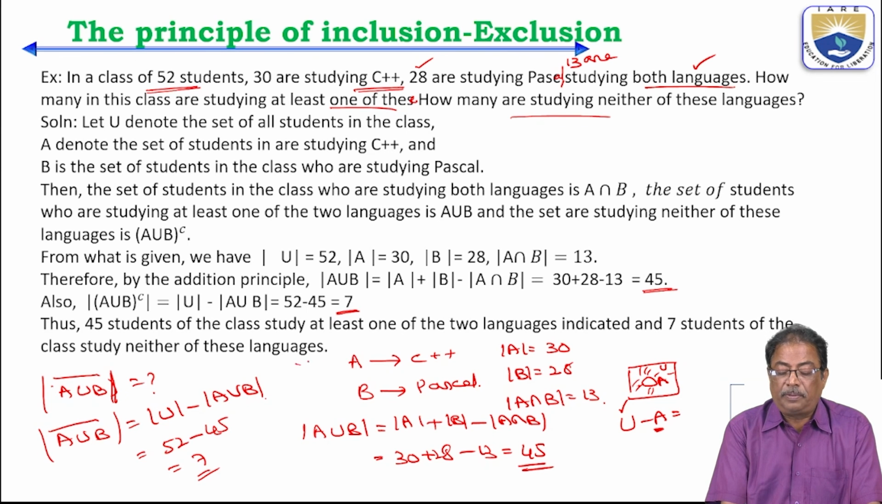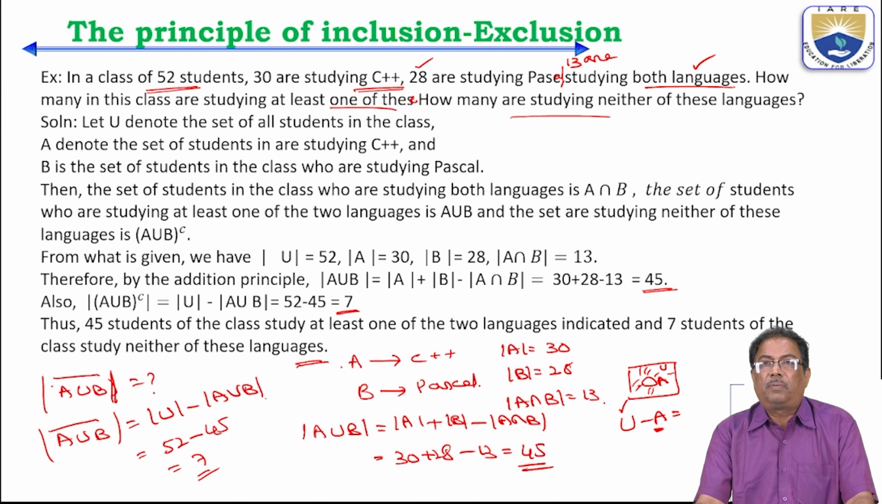So these are the problems related to the principle of inclusion and exclusion for 2 sets. In the next class, we are going to discuss the same principle for 3 sets and more than 3 sets.